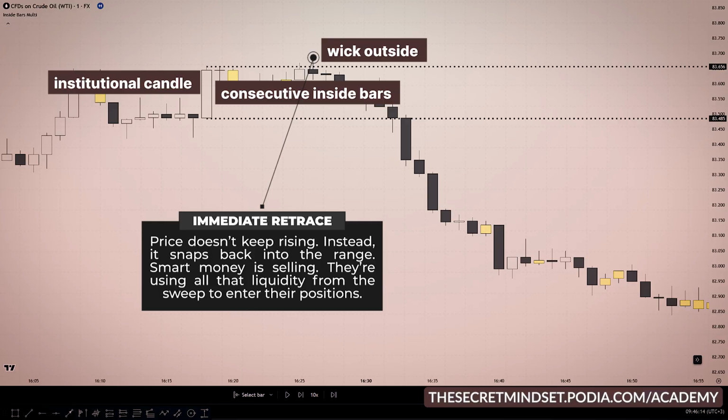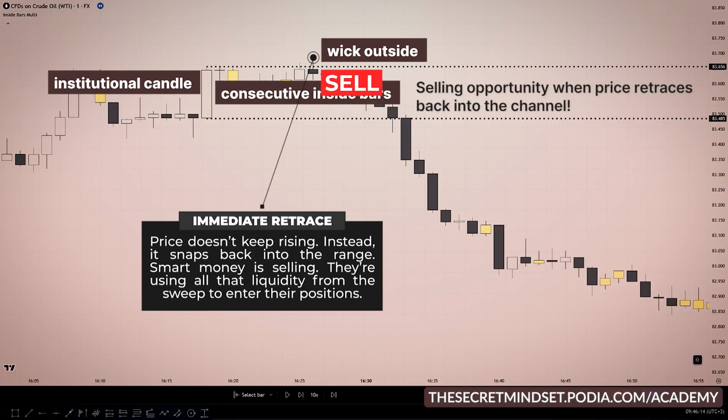For us scalpers, this false breakout is a selling opportunity. When we see price retrace back into the channel after that quick rise, it's our signal to sell. We're essentially trading with smart money, taking advantage of all those traders who got tricked by the false breakout.